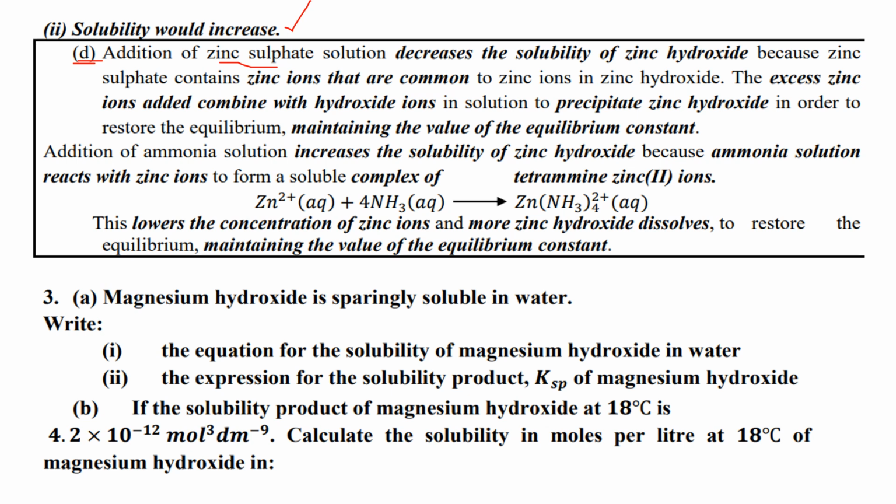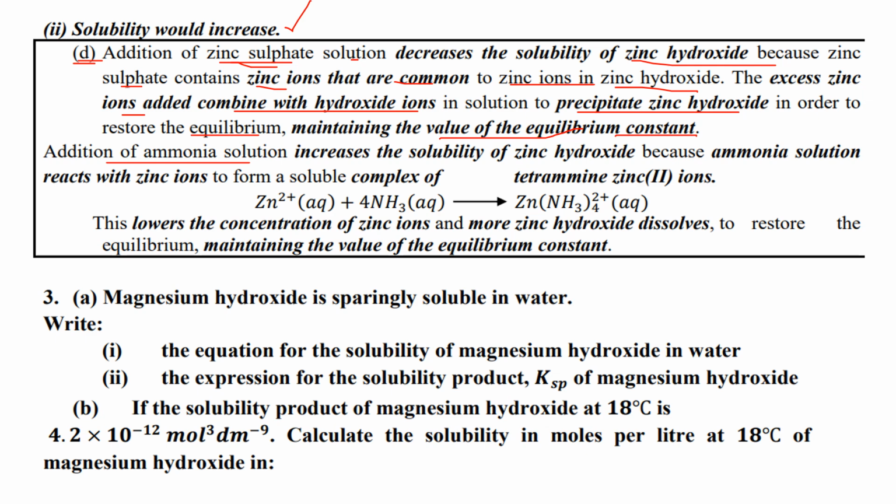So here we are going to be saying addition of zinc sulfate solution is going to decrease solubility of zinc hydroxide, and this is because zinc sulfate contains zinc ions which are common to zinc ions that are present in our sparingly soluble salt of zinc hydroxide. So here we are going to be saying the excess zinc ions added are going to combine with hydroxide ions in solution to restore equilibrium by precipitating the zinc hydroxide, just like I was explaining in the previous video. Here I just want to highlight, in order to restore the equilibrium and also maintain the value of the equilibrium constant.